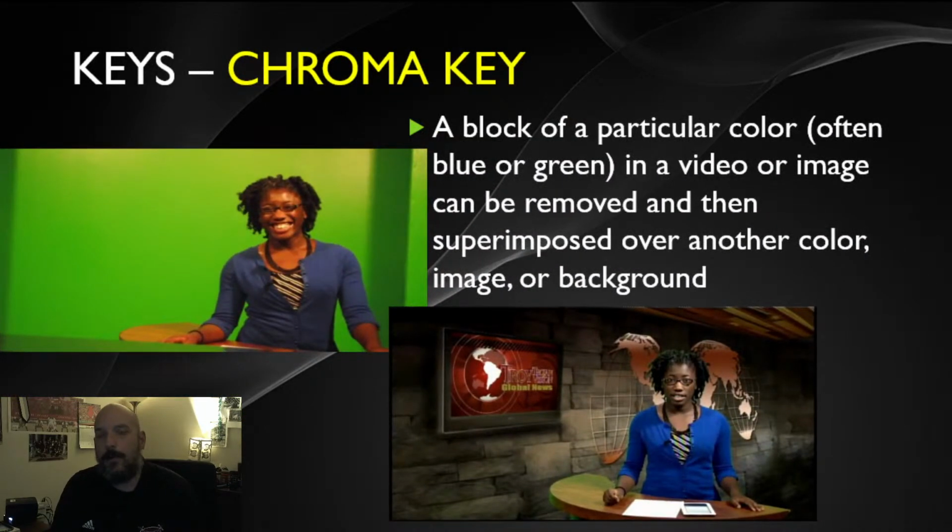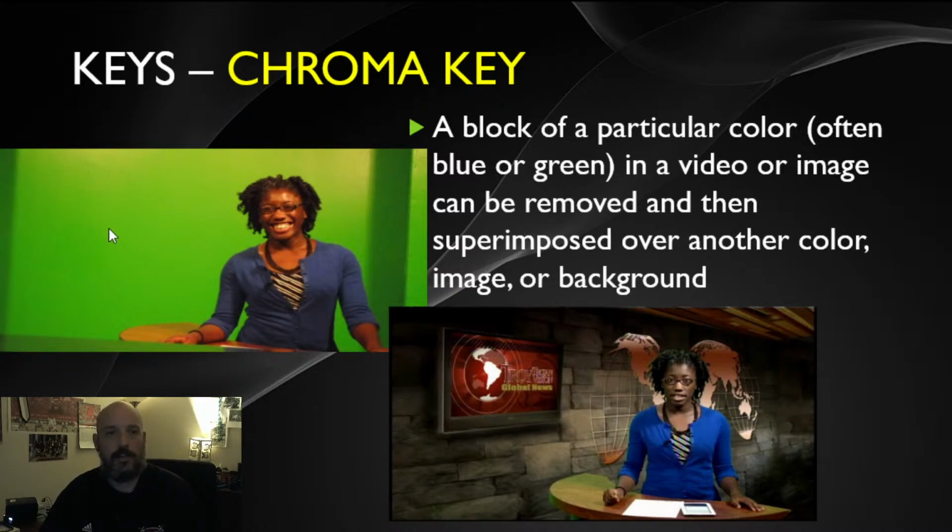Now, the last type of key we're going to talk about is what's known as a chroma key. A chroma key is where we take a particular color and remove it from a video source, if it's an image, a camera, a background. A lot of times you'll also hear this as a green screen or a blue screen, since those are the two most common colors that we use for keying. The reason why we pick green or blue is because those two colors don't naturally exist in human skin pigmentation.